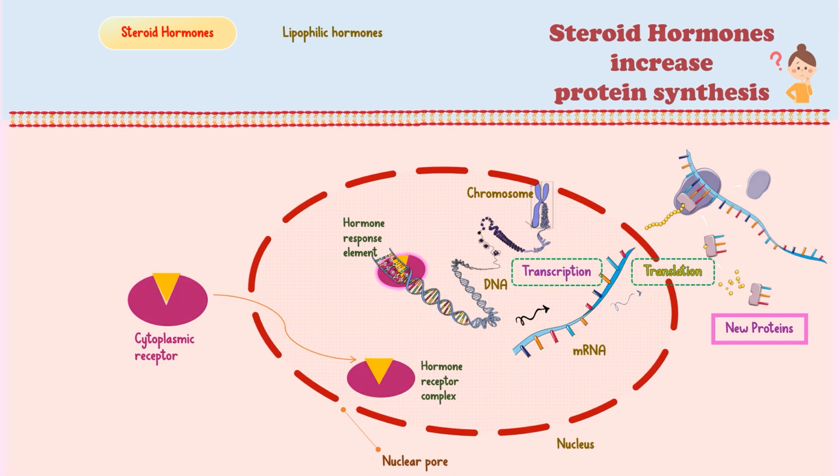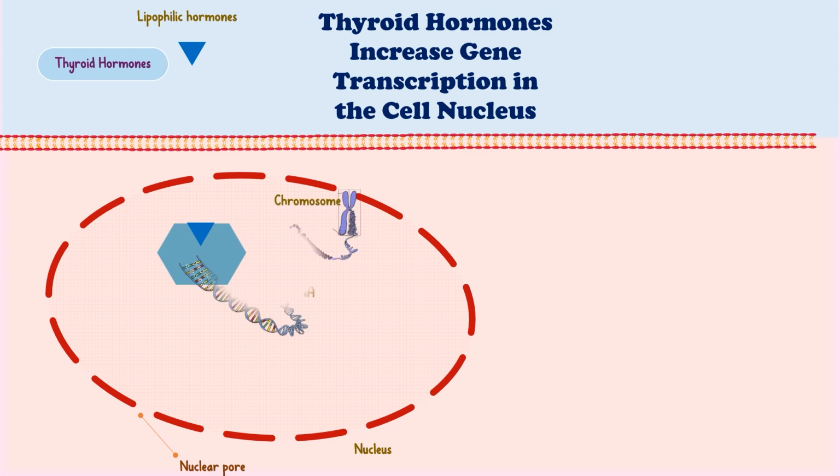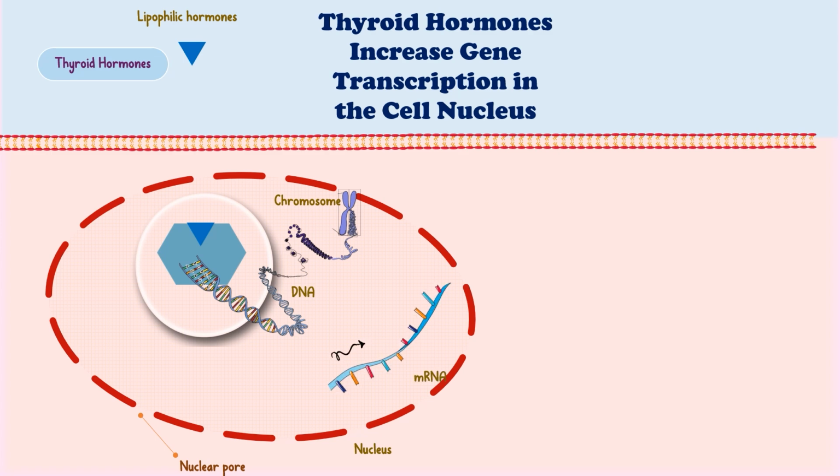And how do thyroid hormones increase gene transcription in the cell nucleus? Well, thyroid hormones are also lipophilic hormones. But in this case, hormones first bind directly with receptor proteins in the nucleus. These receptors are activated transcription factors located within the chromosomal complex, and they control the function of the gene promoters, and in this manner either activate specific genes or the formation of mRNA.